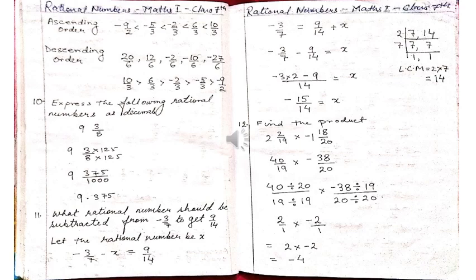Now here 375 upon 1000 comes. Now just simply put the dot, count the number of digits and put the dot. It will be 9.375. Easy.